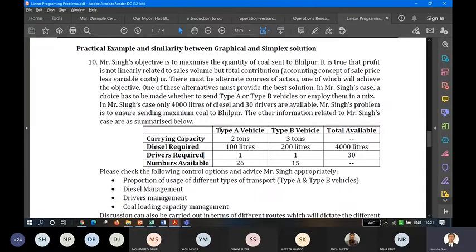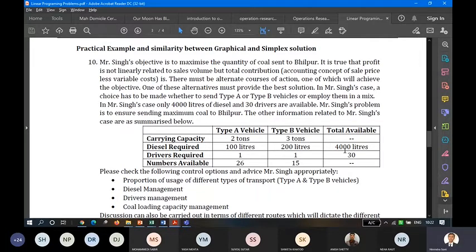So आपको summary form में already दिया हुआ है. Type A vehicle, Type B vehicle and the total resource availability. When we look at the carrying capacity, Type A vehicle is 2 tons, whereas for type B vehicles it's 3 tons. ठीक है. डीजल रिक्वायर्ड में देखेंगे तो 100 लीटर डीजल लगता है पर ट्रिप बोल सकते हो आप, क्योंकि ये पर ट्रिप कैपेसिटी दी हुई है. So per trip they need 100 liters of fuel diesel to transfer this much tons of coal. Whereas the type B vehicle, which is a higher capacity vehicle, requires 200 liters for 3 tons of load to be transferred from point A to point B.